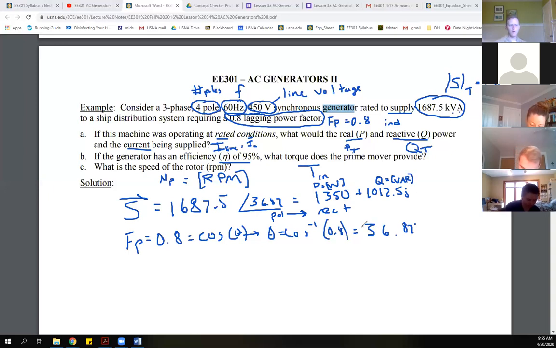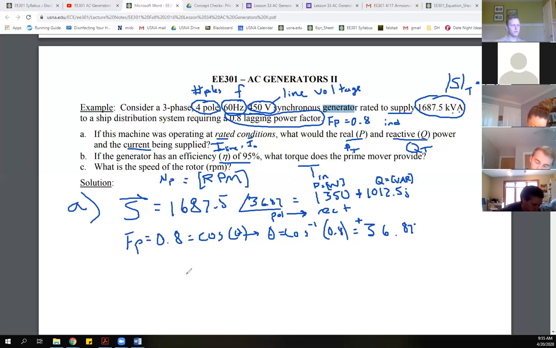And note, whenever I did this, this angle is a positive angle and this is positive because it's inductive. It said it was lagging. Lagging means inductive. This means inductive. And that works out. Here's a positive, which means the Q is also inductive. So there's the first two parts of what we're being asked to solve for.